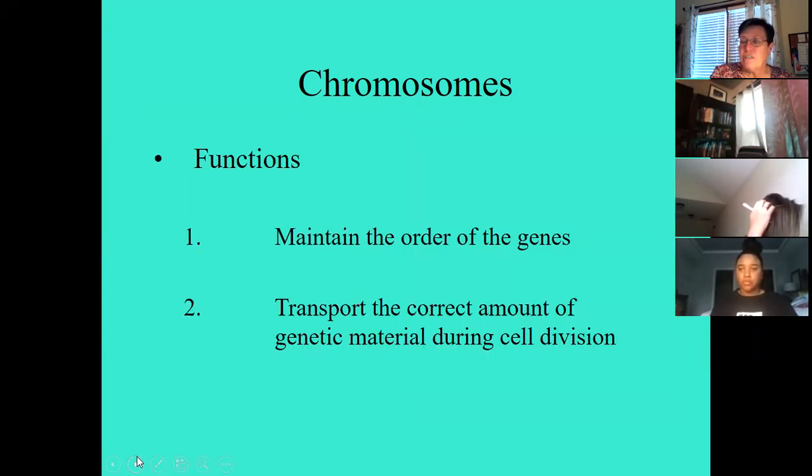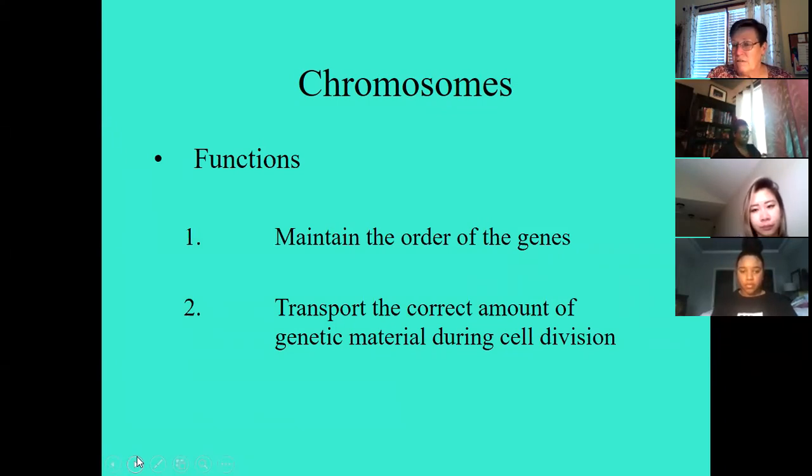So what is the function of the chromosomes? Well, the chromosomes only have 2 jobs. One is to maintain the proper order of the genes. So remember, your genes are at specific locations along the chromosomes. The chromosome's job is to keep them in that proper order. And the second job of the chromosomes is to maintain the correct amount of genetic material during cell division.